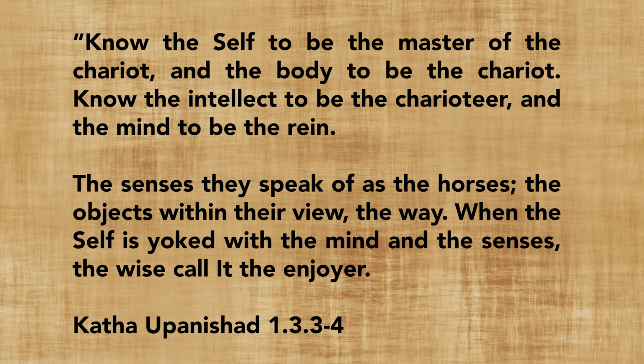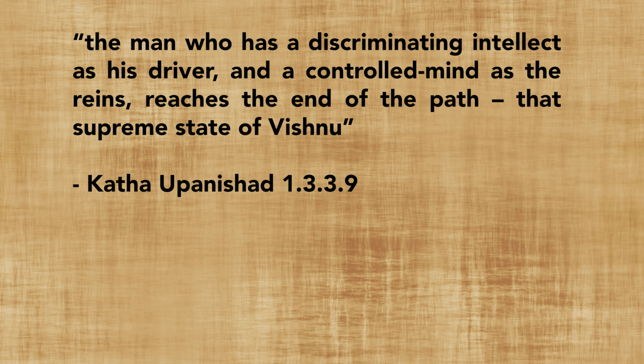Know the self to be the master of the chariot and the body to be the chariot. Know the intellect to be the charioteer and the mind to be the rein. The senses they speak of as the horses, the objects within their view, the way. When the self is yoked with the mind and the senses, the wise call it the enjoyer. Katha Upanishad, Book 1, Chapter 3, Verses 3 to 4. The man who has a discriminating intellect as his driver and a controlled mind as the reins reaches the end of the path, that supreme state of Vishnu. Katha Upanishad, Book 1, Chapter 3, Verse 9.